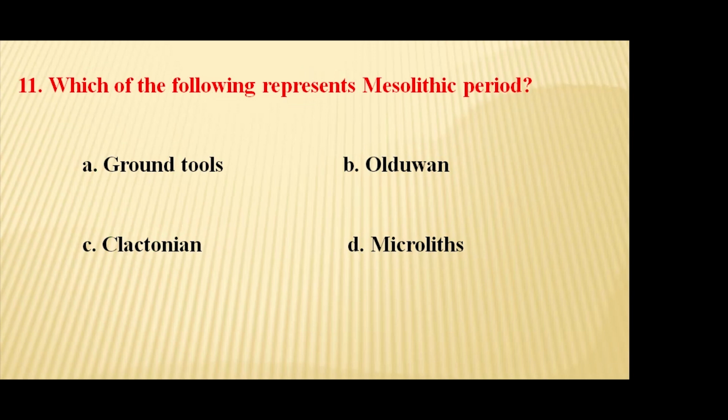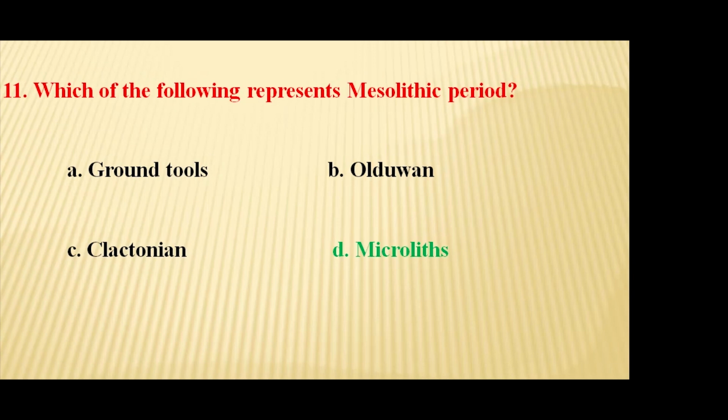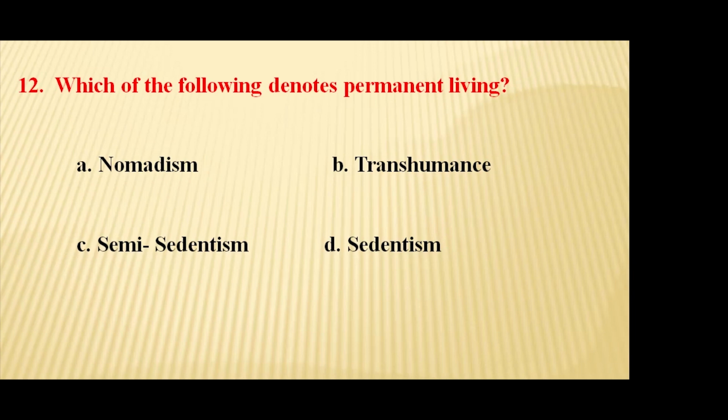Question number 11. Which of the following represents Mesolithic period? Option A. Ground tools. Option B. Aldoan. Option C. Clactonian. Option D. Microliths. And the correct answer is option D. Microliths.